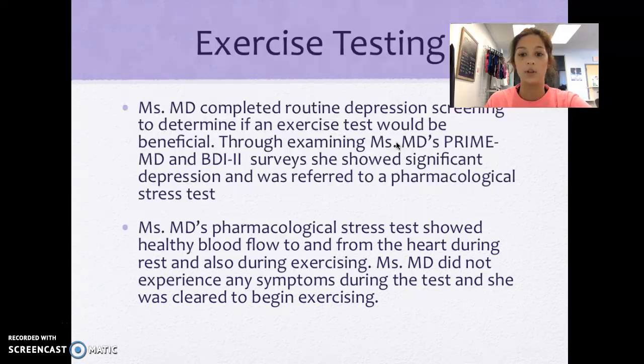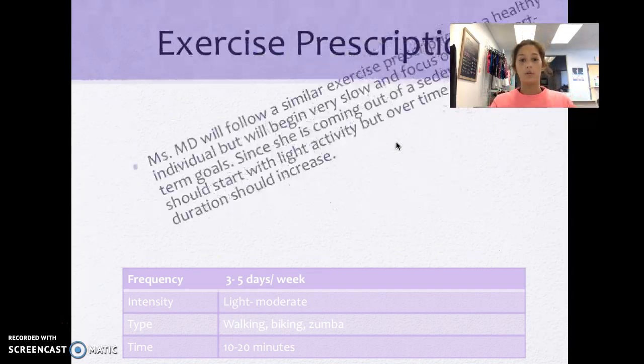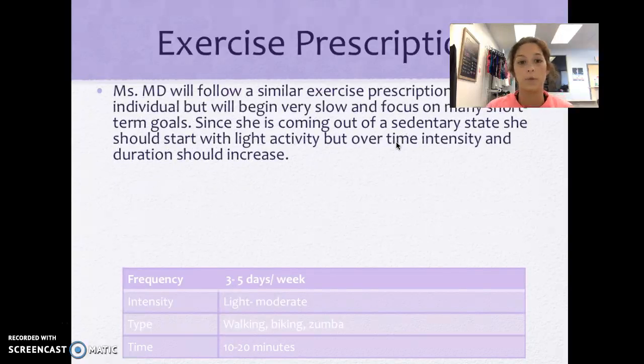The pharmacological stress test is a little less heavy duty. It's more about injecting through the system and watching the way that things are moving through and ensuring that all things through the heart are pumping well. So with her clearance, her exercise prescription will be similar to a healthy individual, but will begin very slow and focus on short-term goals to build up her confidence and comfort with exercising.